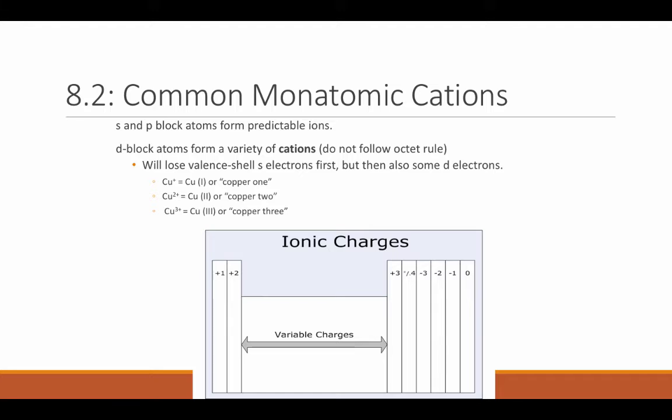Therefore, copper, for instance, exists in 3 forms: copper +1 or copper(I), copper +2 or copper(II), and copper +3, copper(III). Notice we use a Roman numeral to indicate which form of copper we're dealing with.